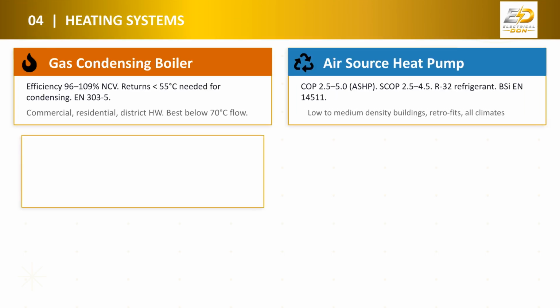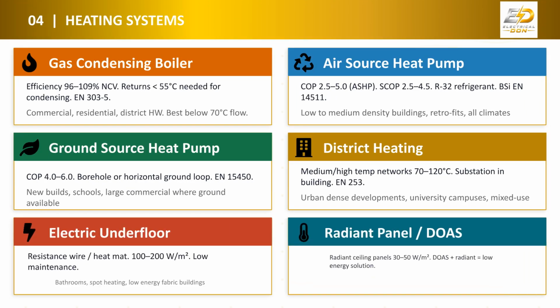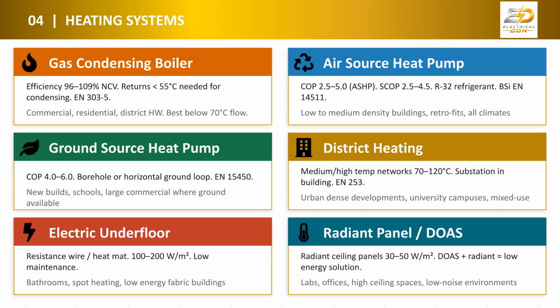For heating, we consider gas condensing boilers for high efficiency, best with lower return temperatures. Air source heat pumps are suitable for retrofits in all climates, while ground source heat pumps offer better COP, but require available ground space. District heating utilizes medium to high temperature networks. For localized heating, electric underfloor systems provide low maintenance and spot heating options.